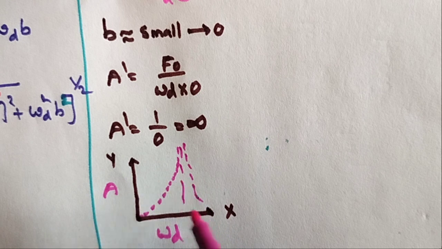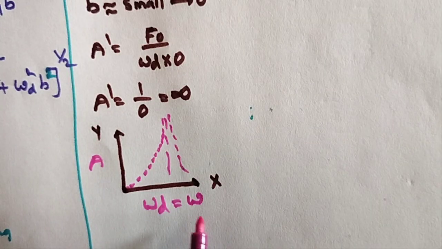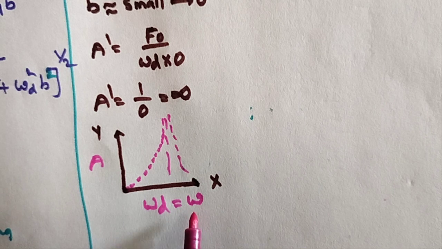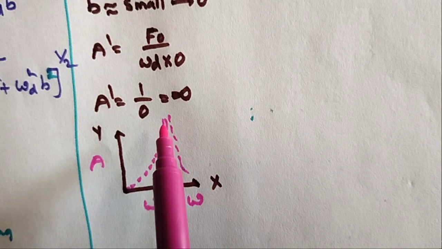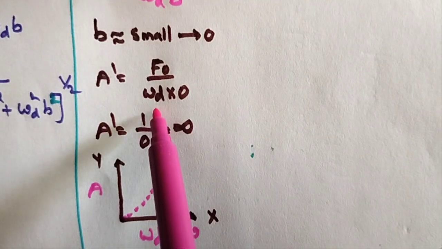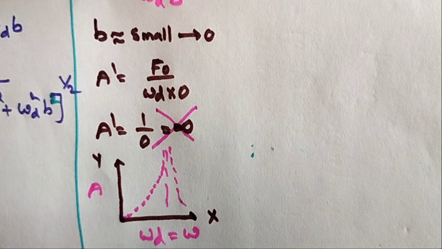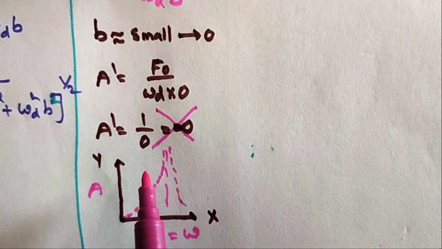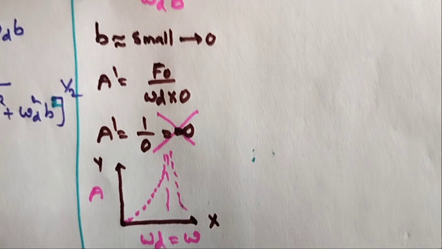At what point? Omega d is equal to omega. What is the natural frequency? When the natural frequency is equal to the driving frequency and the damping is 0, the amplitude will go to infinity. But for practical purposes, it is not possible. Suppose a person is oscillating continuously for 1 hour, 2 hours, 3 hours, 1 day, 3 days. It is not possible. But what is possible?